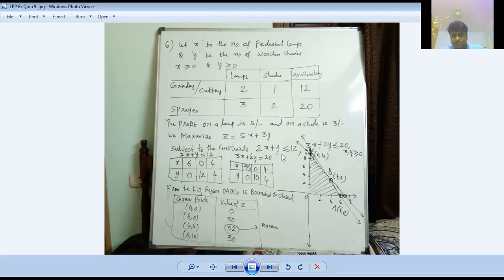Subject to the constraints 2x + y ≤ 12. See, 2x + y must be completed within 12 hours, so less than or equal to 12. Similarly, for sprayer work on lamps and shades, 3x + 2y ≤ 20. And x, y ≥ 0. That we know. Now let us take table values, one point on the x-axis and one point on the y-axis. If I take y value 0, x value is 6, so (6, 0). If you take x value 0, y value must be 12, so (0, 12) on the y-axis. Here also, if you take y value 0, x value is 20/3, so (20/3, 0). If you take x value 0, y value is 10, so (0, 10).